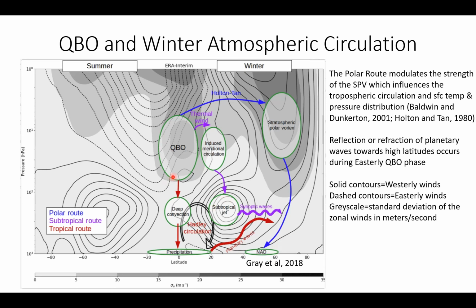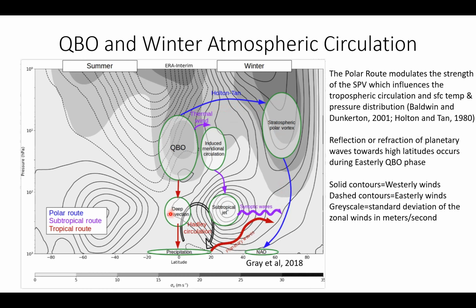So follow the blue route here. QBO, easterly winds in the stratosphere over the equatorial areas, right? And then it impacts the strength of the stratospheric polar vortex, which then impacts the surface temperature and pressure distribution, specifically in the form of the NAO, North Atlantic Oscillation. We'll get more into that here in a moment. That's just the polar route of why the QBO is important. Bottom line is you get this reflection or refraction of these planetary waves towards higher latitudes, which occur during this easterly QBO phase. Reflection or refraction of planetary waves, wave breaking.